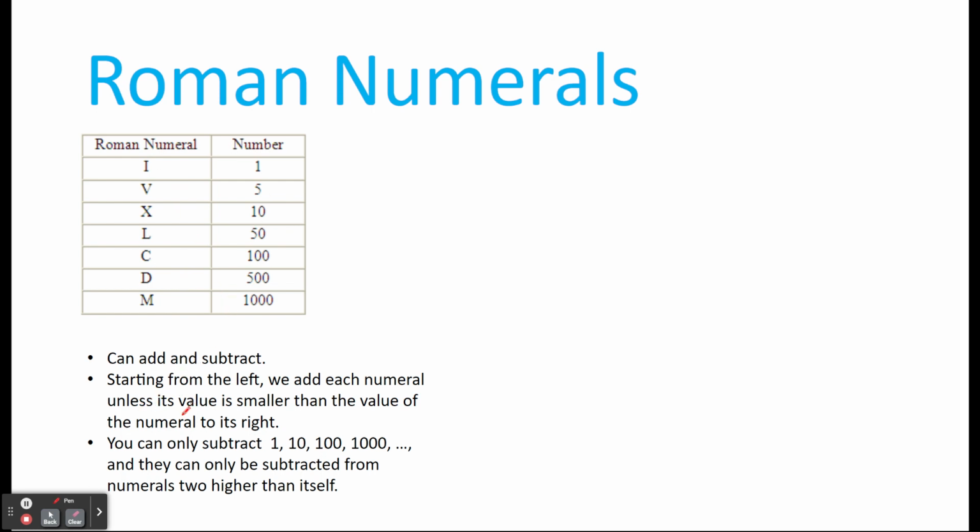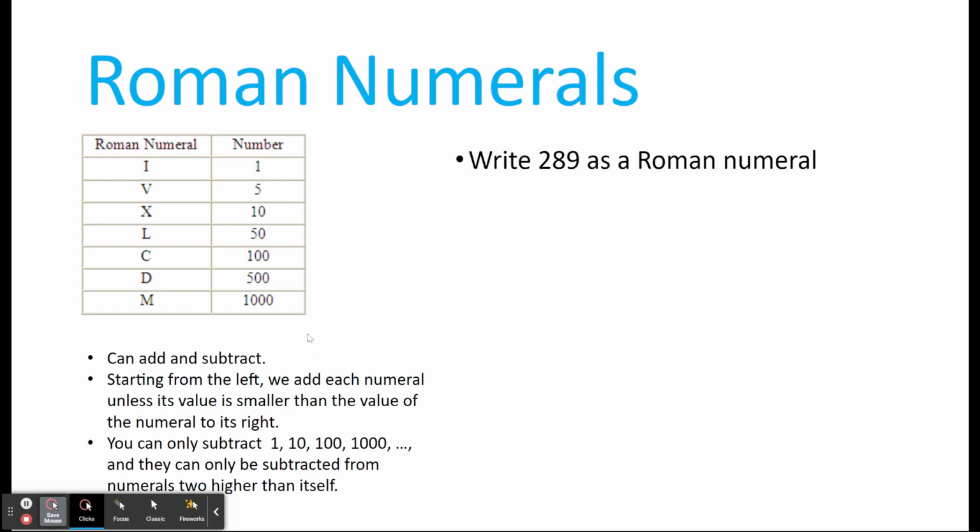You can then see how to read these parts. Starting from the left, add each numeral unless its value is smaller than the value of the numeral to its right. And you can only subtract 1 or 10 or 100 or 1,000. And they can only be subtracted from the numerals 2 higher than themselves. Kind of wild.